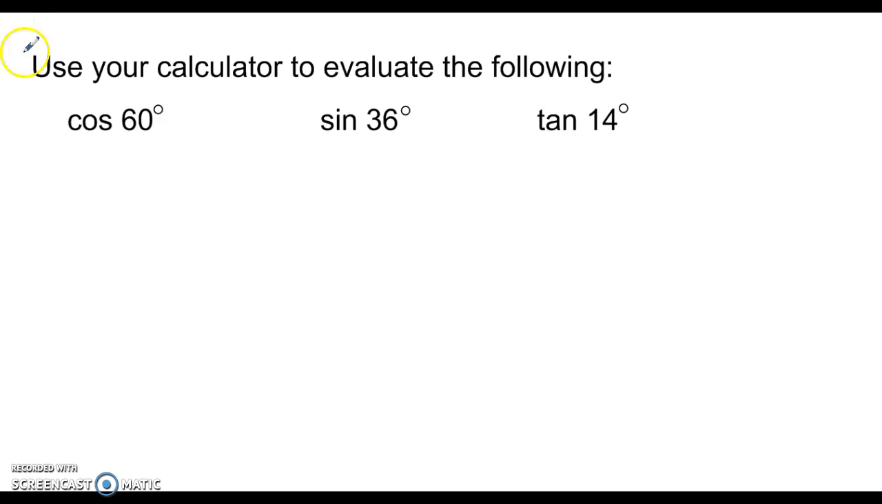Today what we're going to be looking at is how we can use our calculator to find missing angles. So please pause the video right here and go ahead and use your calculator to evaluate each of these. Take your decimal places to 4 decimal places, and write those in your notebook.